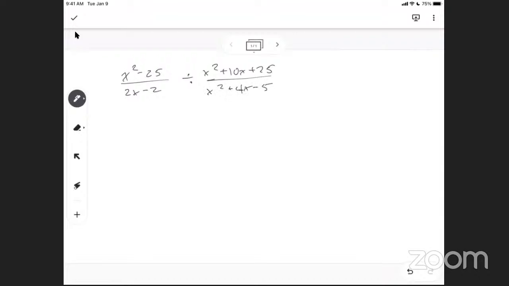So here's the key with these things. You want to factor them first and then cancel what can be canceled. Actually, before I do that, I'm going to deal with this divided by. What do I do when I'm dividing something? Dividing by a fraction is the same as multiplying by the reciprocal. So you turn this into times, and then just flip it: x squared plus 4x minus 5 all over x squared plus 10x plus 25. You only flip the second one.